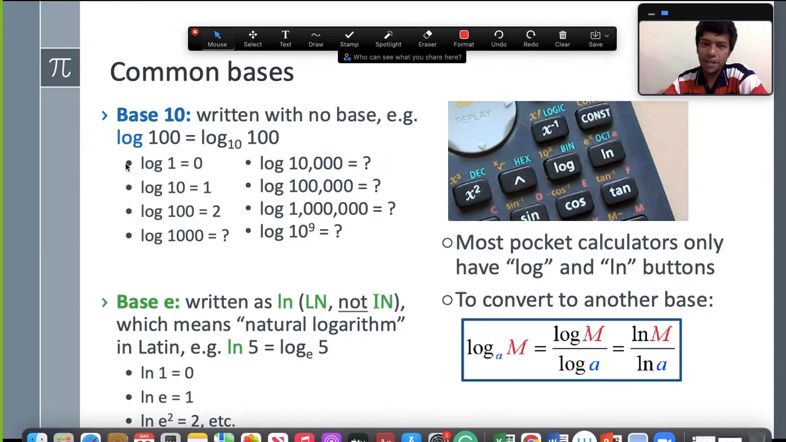They have some special names, by the way. When the base is 10, this is called common logarithm. When the base is e, this is called natural logarithm. They have fancy names, people have different names. This is natural logarithm. This is common logarithm. When the base is 10, it is common, and when the base is e, then it is natural logarithm.